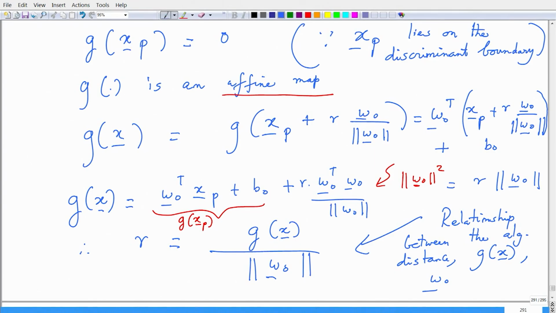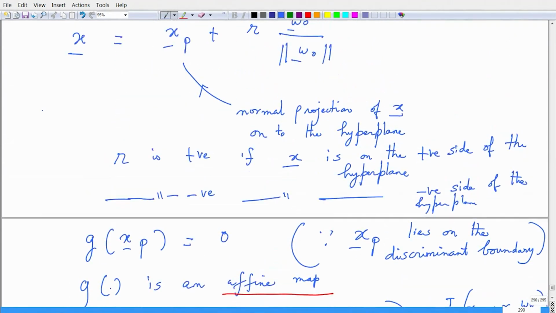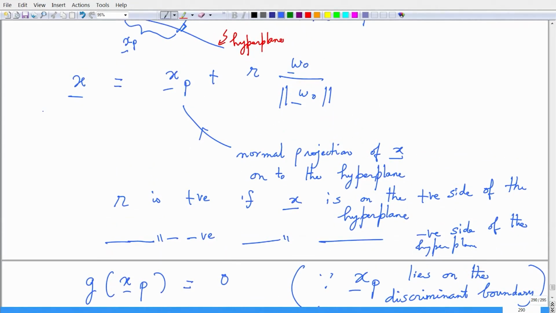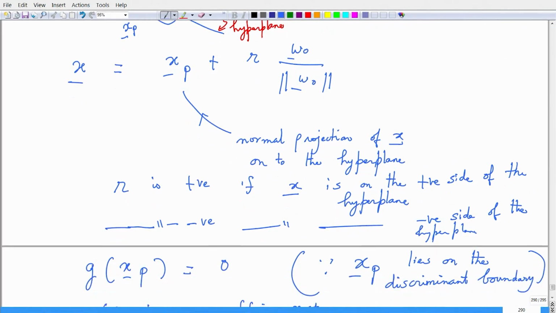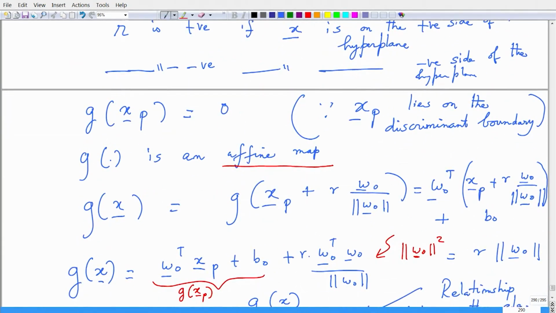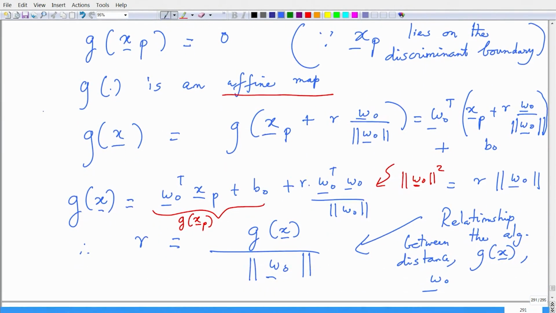Now, g of x is the discriminant boundary, and I mentioned to you from the geometry in the last lecture that a vector x can be split into the vector which is lying in the plane, that is in the direction of the hyperplane, and a component which is normal to the hyperplane, and x is given by xp plus r times w naught upon the norm of w naught. Now, let us go into the details.